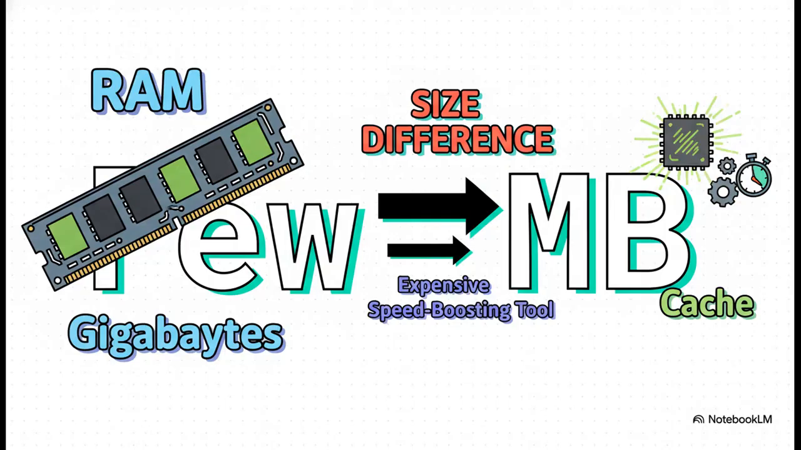And the difference in size here is massive. Your computer probably has gigabytes of RAM, but only a few megabytes of cache. So why so little? Well, it's because this memory is incredibly fast and really, really expensive. It's not meant for storing all your files. It's a super specialized, high-performance tool just for the CPU's most urgent jobs.